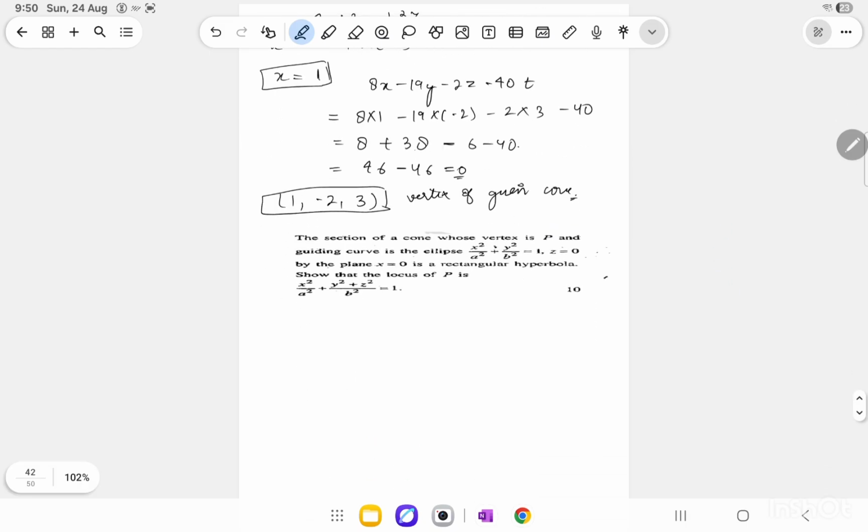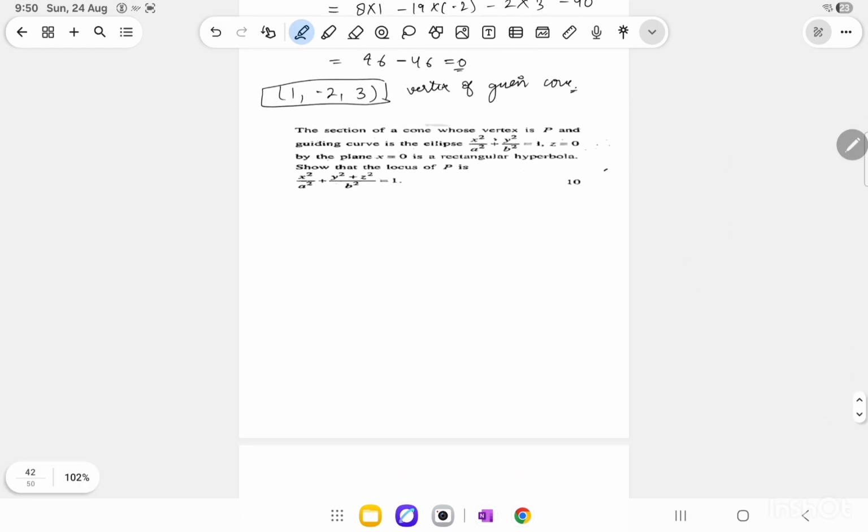So now let's move on to next question. So the next question says that find the section of cone whose vertex is P and guiding curve is this ellipse by plane x equals to z is a rectangular parabola. Show that locus of P is. So it is somewhat similar to the question that we have done. Just here they have changed the guiding curve.